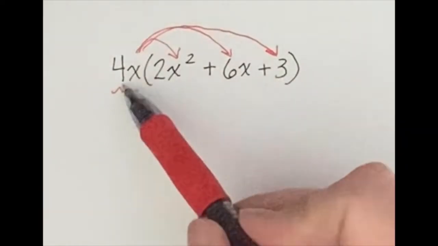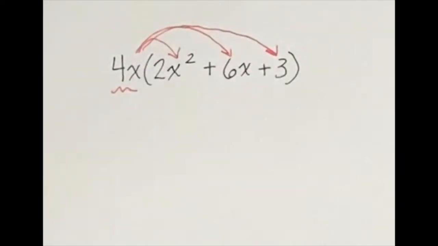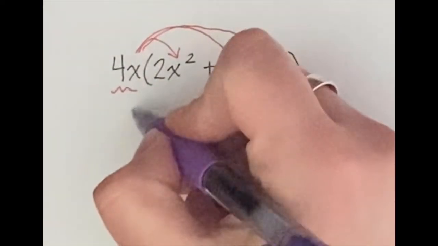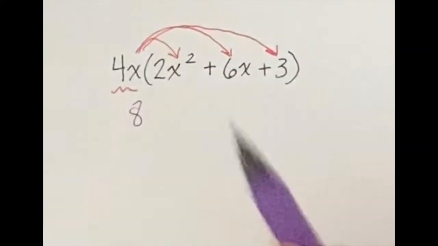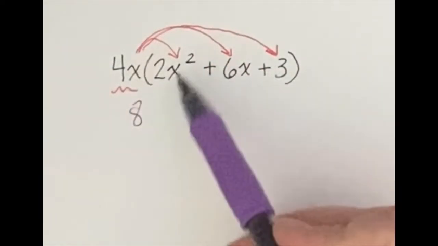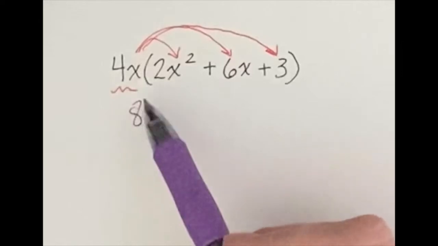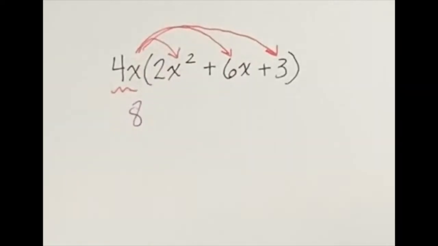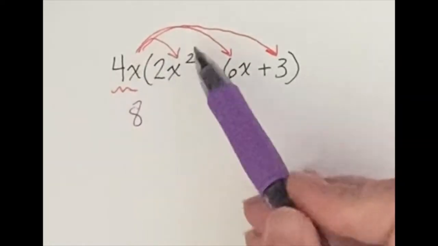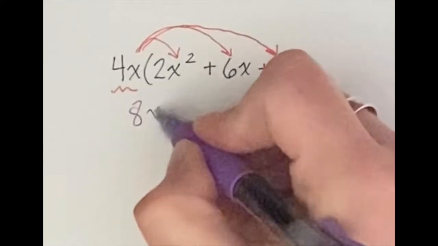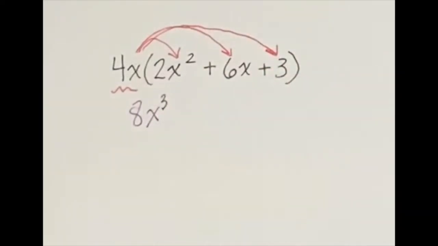So for this first small arrow, we've got 4x times 2x squared. Well, 4 times 2 is 8. And then we have x times x squared. Remember those rules. When the bases are the same, you add the exponents. So 1 plus 2 would be x to the third power.